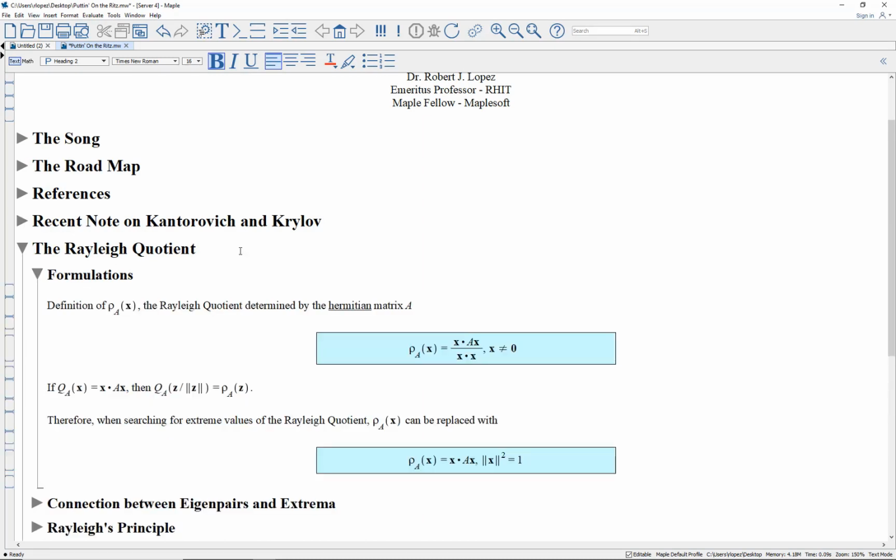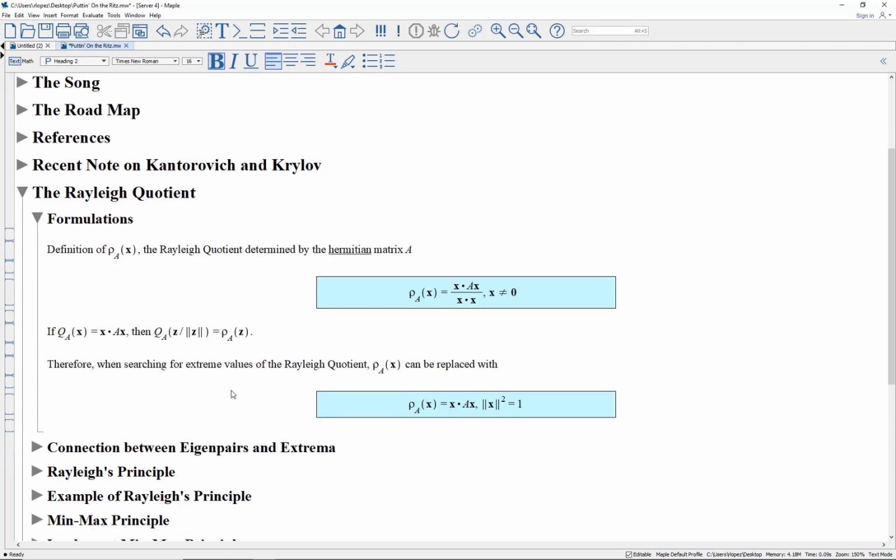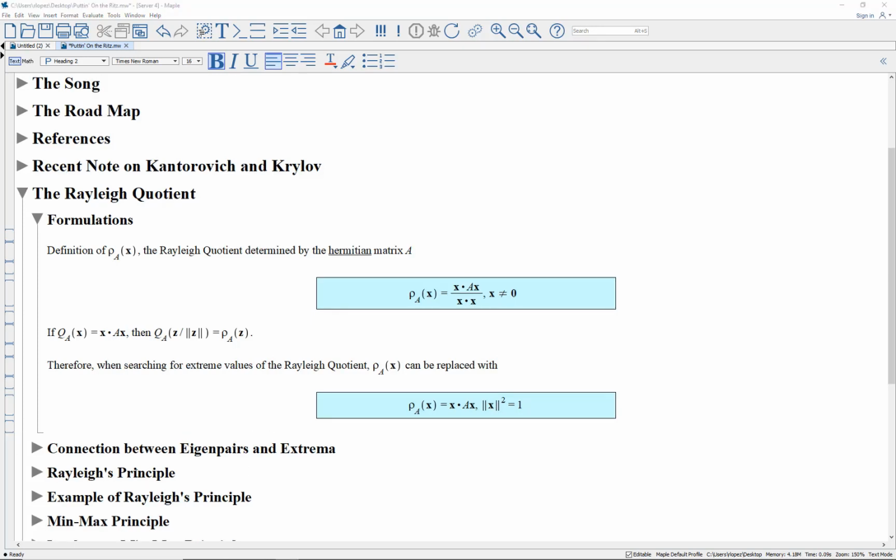Okay, what do we mean by the Rayleigh quotient? Given a Hermitian matrix A, you look at the bilinear form divided by the length of the vector in the bilinear form, and you have to make the restriction that the vector is not the zero vector. If you make this simple transformation, you can replace this formulation of the Rayleigh quotient with just the bilinear form restricted to norm 1 vectors. The Rayleigh quotient is important here because there's a connection between it and extremization, and the connection is eigenpairs.